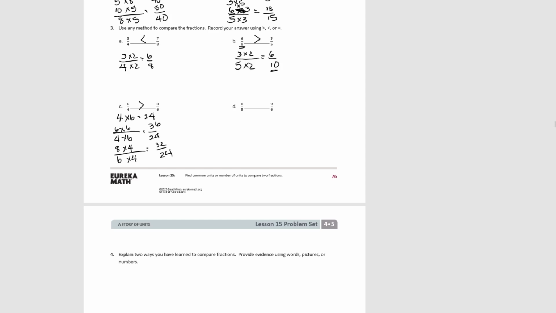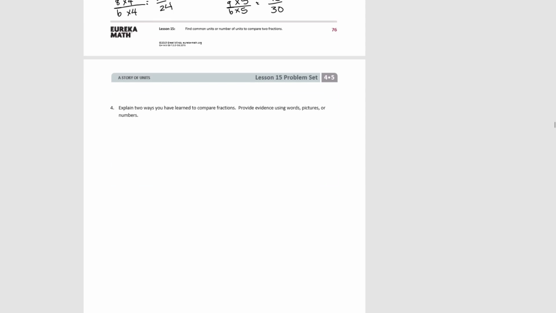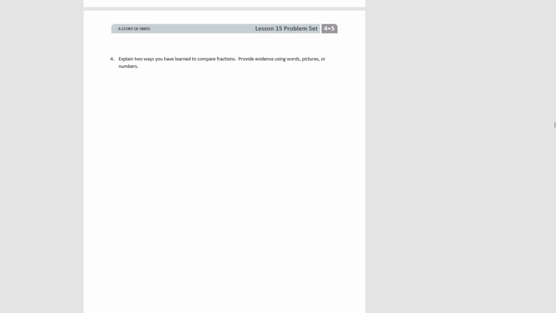For D, again, I don't see any other easier way to do it, so I'm going to multiply the two denominators together to get myself a new common denominator. So 8/5, I'm going to multiply by 6 and get 48/30ths. And 9/6, I'm going to multiply by 5 and get 45/30ths. And 48/30ths is greater than 45/30ths. So 8/5 is greater than 9/6. So pause the video and try number 4.